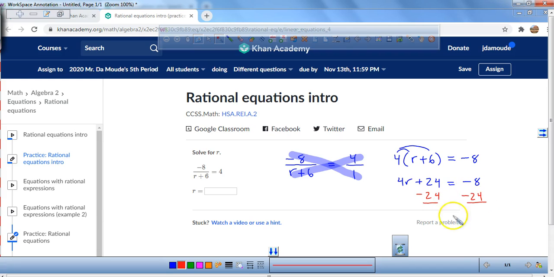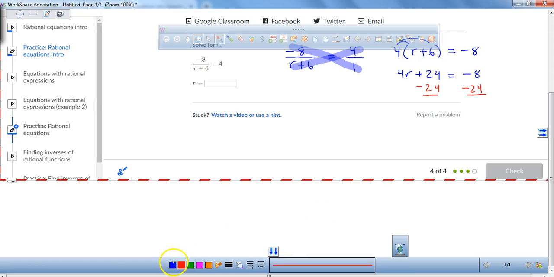Now let's see what you get here. You have 4r equals negative 32. Divide both sides by 4, and it looks like r equals negative 8. All right, let's see if that works. If I plug in negative 8 right in there, interesting. What is negative 8 divided by negative 8 plus 6, which is negative 2? That is equal to a positive 4. So you could almost have done that in your head if you wanted to.